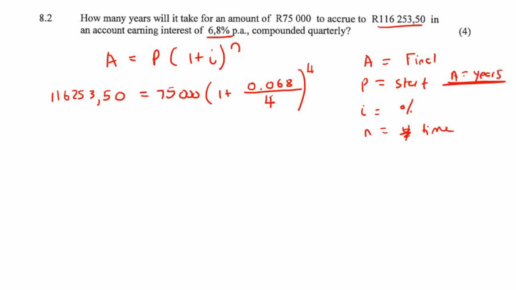Or let me actually just say 4x, for example, where x is the number of years. So you have to understand what you're doing here. Okay, so x is my years, but if you just said x, then at the end, x for you wouldn't be years, it would be the number of quarters.